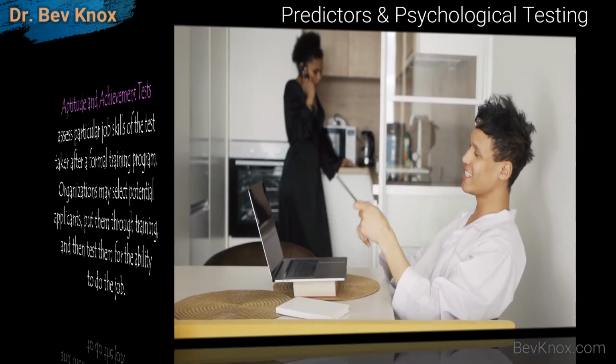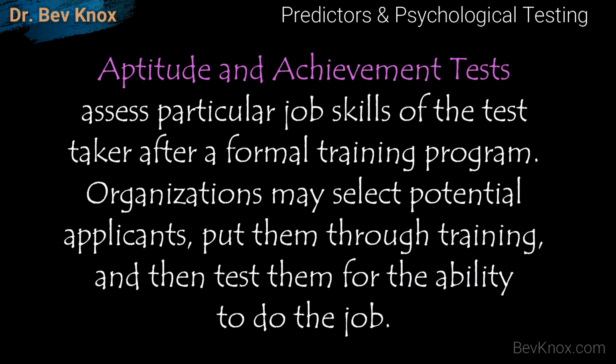Now let's move on to aptitude and achievement tests. They assess particular job skills of the test taker after a formal training program. Organizations may select potential applicants, put them through training, then test them for the ability to do the job.